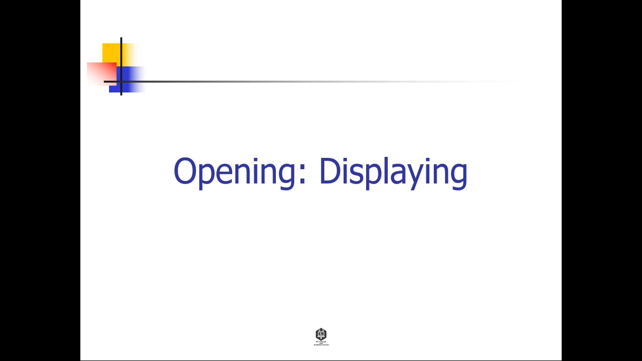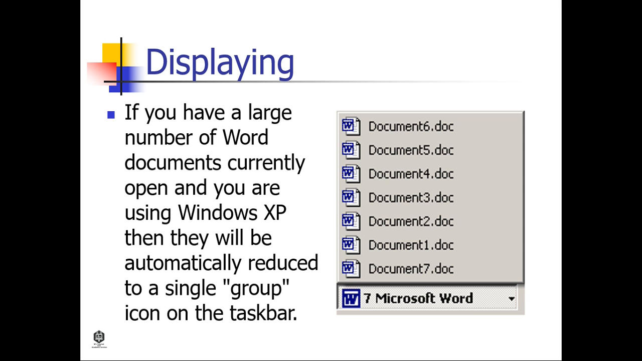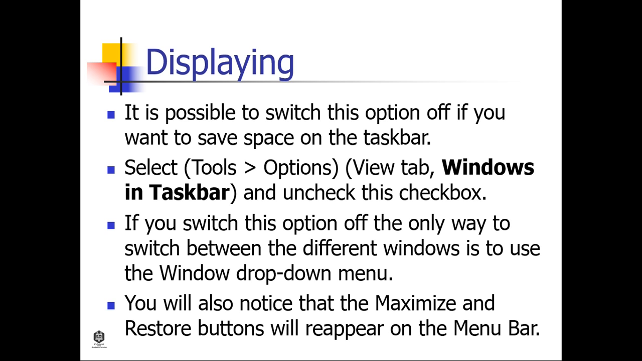How about opening in terms of displaying? In displaying, the default for Word 2003 is to display all your open documents as a separate icon on the taskbar. If you have a large number of Word documents currently open and you are using Windows XP, then they will be automatically reduced to a single group icon on the taskbar. It is also possible to switch this option off if you want to save space in the taskbar. Select Tools, then Options, View tab, then Windows in taskbar, and uncheck this checkbox.